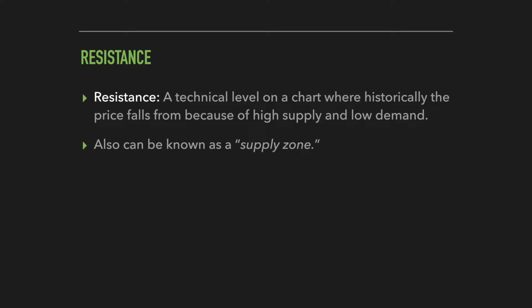Resistance levels are also commonly known as supply zones, and they can provide us an opportunity to sell out of our positions before the price reverses against us, or we can look to short sell into these resistance levels to actually then profit from the pullback that follows.